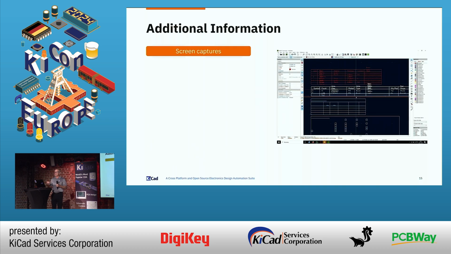So there's lots of other additional information. In this case, here's an example where a table was imported from another third-party EDA tool, and obviously clearly the alignment was wrong. Screen captures are worth 1,000 words, right? If it's something obvious like that, take a screenshot, paste it into your bug report. It's good information.